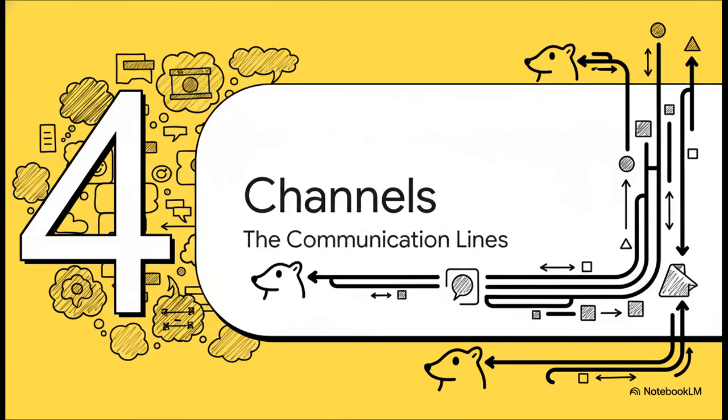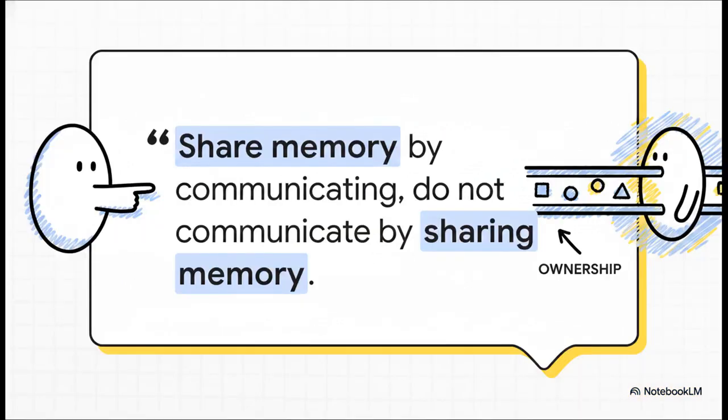But what if you don't want to share memory at all? What if you want to avoid locks entirely? This brings us to Go's most iconic and honestly game-changing feature, channels. And this is a major philosophical shift. This is the mantra. You need to burn this into your brain. Instead of locking data so multiple goroutines can access it, you pass ownership of the data from one goroutine to another through a dedicated, safe communication line. It makes the flow of data explicit and way less error-prone.